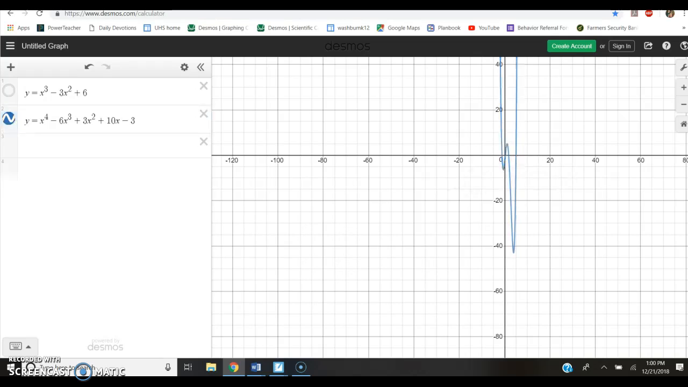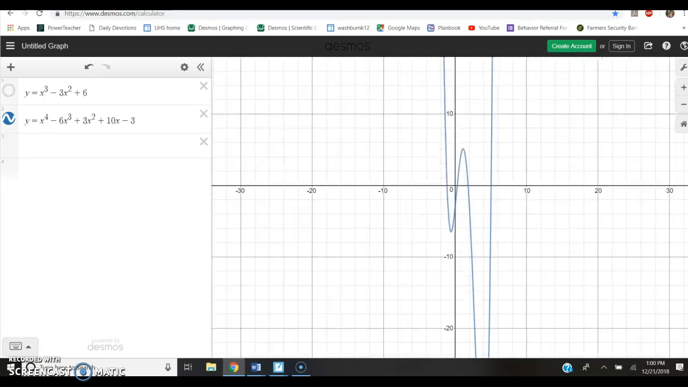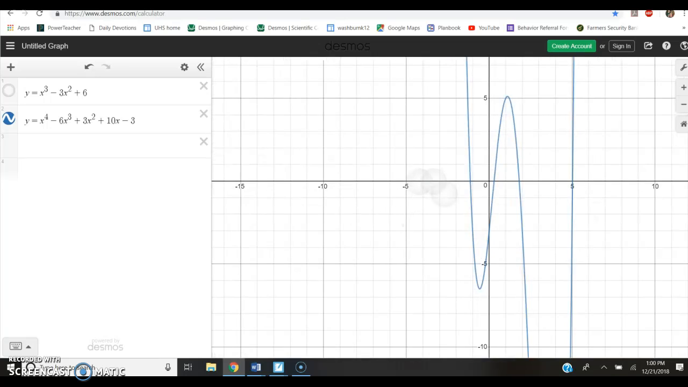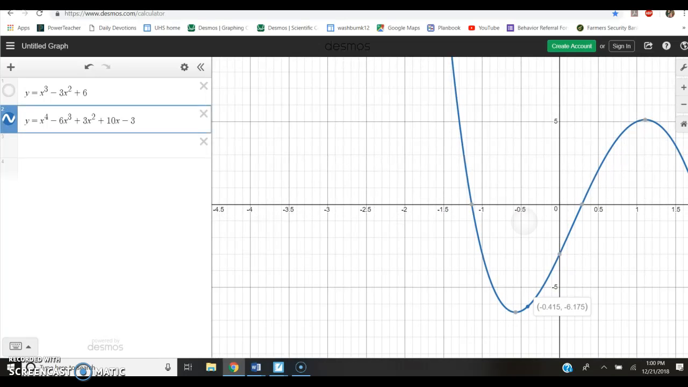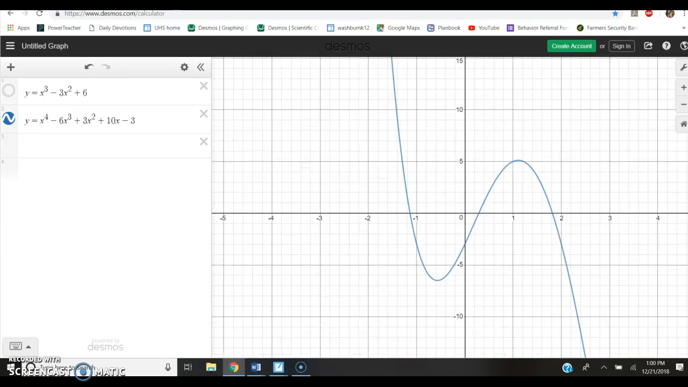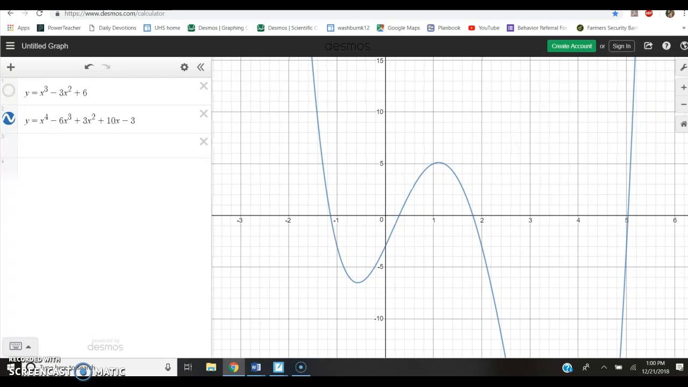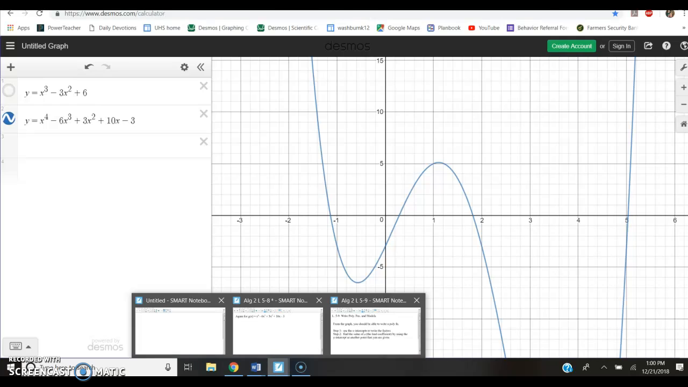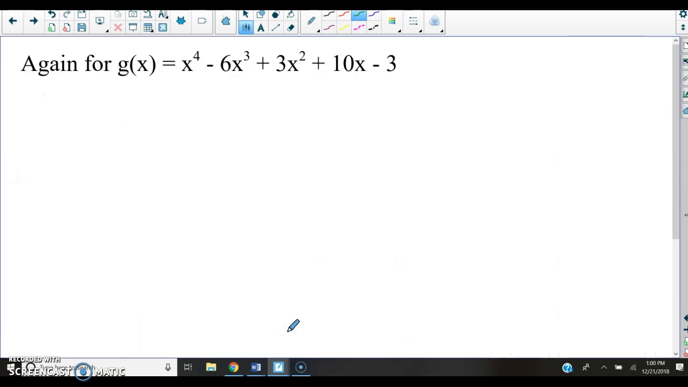So you could find them using your Desmos. How come it's not working now? There we go. So we can find those points using our tools, our technology. There you go, spread it out nice and big. There's our y-intercept, that helps. And here's our x-intercepts. We can't see the last one. There it is, almost 5. Well, that's how we could do it. We can graph it, we can find our intercepts, we can find our max and mins.